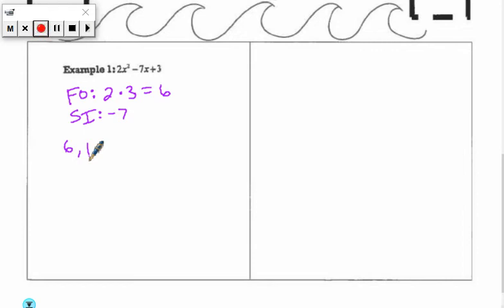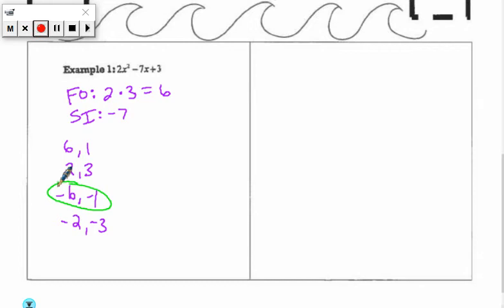So I have 6 and 1, I have 2 and 3. I also have my negatives, -6 and -1, and then -2 and -3. So now I'm going to look for which of these, if I add them together, is going to get me -7. And it's going to be -6 and -1.